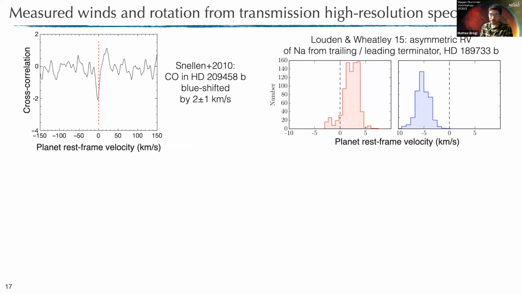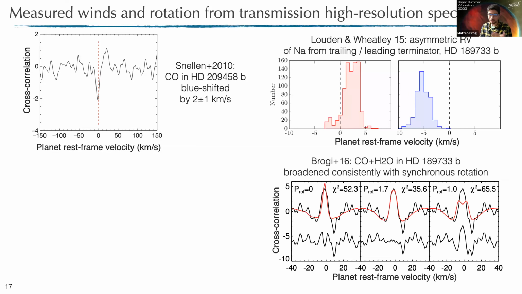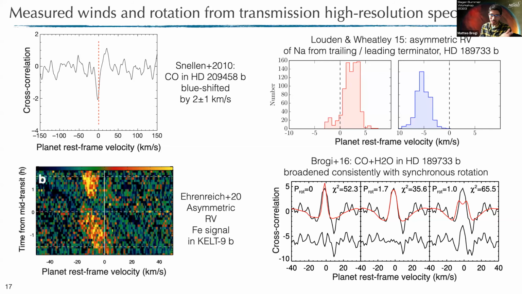Then in 2015, Louden and Wheatley demonstrated that looking at sodium, you could separate the two half terminators of the planet that had different dynamics. I myself tried to do the same with the CO and water lines for the same planet. And it turned out that I could constrain the planet rotation to be synchronously rotating. And perhaps the one that will resonate, at least with some of you the most, is the more recent detection of an asymmetric iron signal in transit for Cal9b.